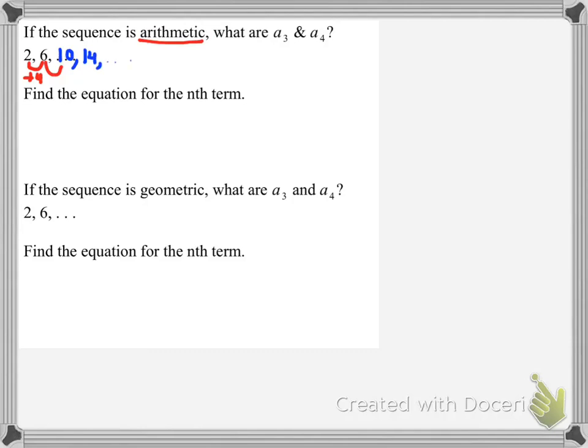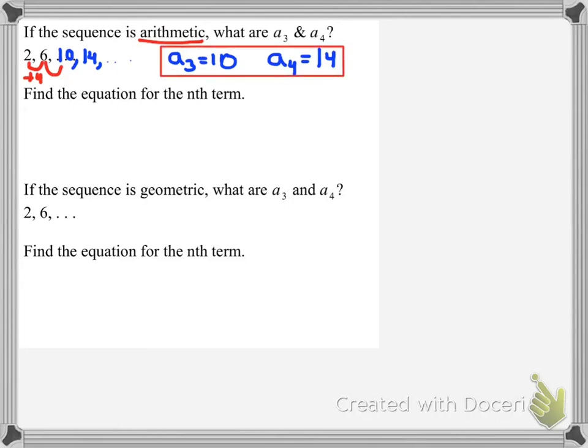So let's go and write down. A sub 3 will be 10, and A sub 4 will be 14. So that will be your answer for this section.